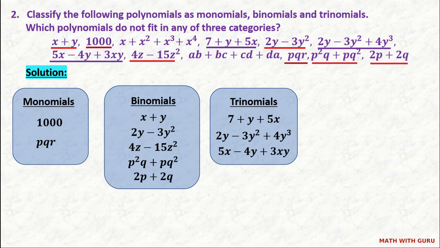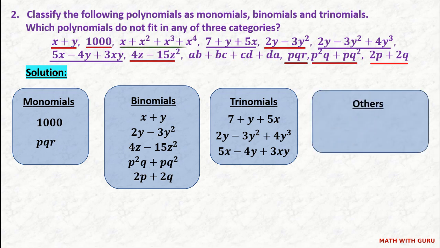Now, there are 2 polynomials remaining. First one is this. There are 4 terms, and again this too has 4 terms. These do not belong to any of the 3 categories. We are done with the second question.